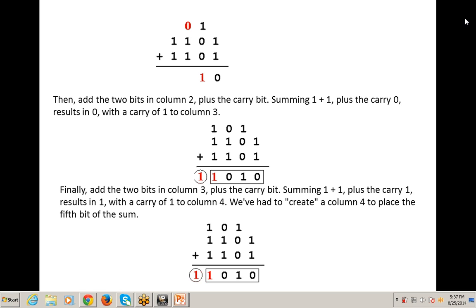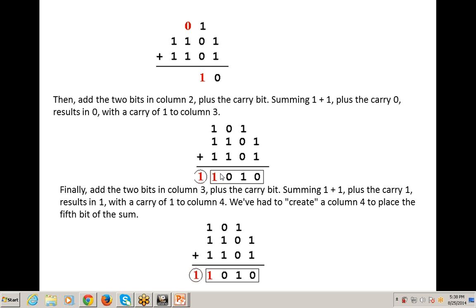Now add the two bits in column 2, plus the carry bit. Carry is now 0. So add 1 plus 1, that is 2. That has a value 0 over here, and 1 is the carry. So 2 has the value 10. So put 0 over here and put the carry 1 over here. Summing 1 plus 1 plus the carry 0 results in 0 with a carry of 1 to column 3.